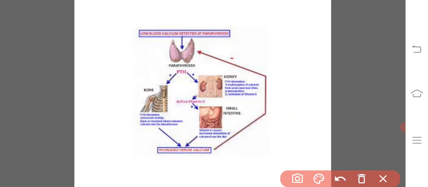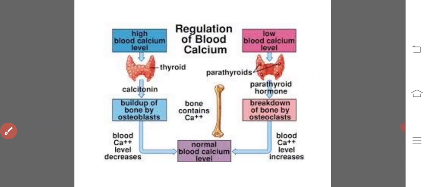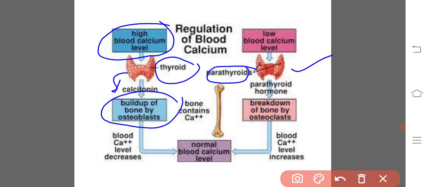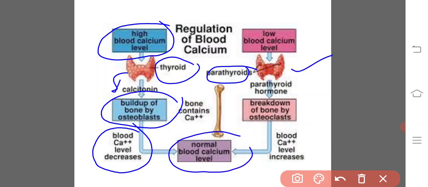Then let us see here the regulation of blood calcium. We are comparing, as we just discussed, the thyroid gland and the parathyroid gland. If there is a high blood calcium level, the thyroid gland secretes calcitonin. This calcitonin builds up the bone by the osteoblast cells, and thereby there will be a decrease in the blood calcium level that brings it to the normal blood calcium level. The calcium level is brought to the equilibrium.